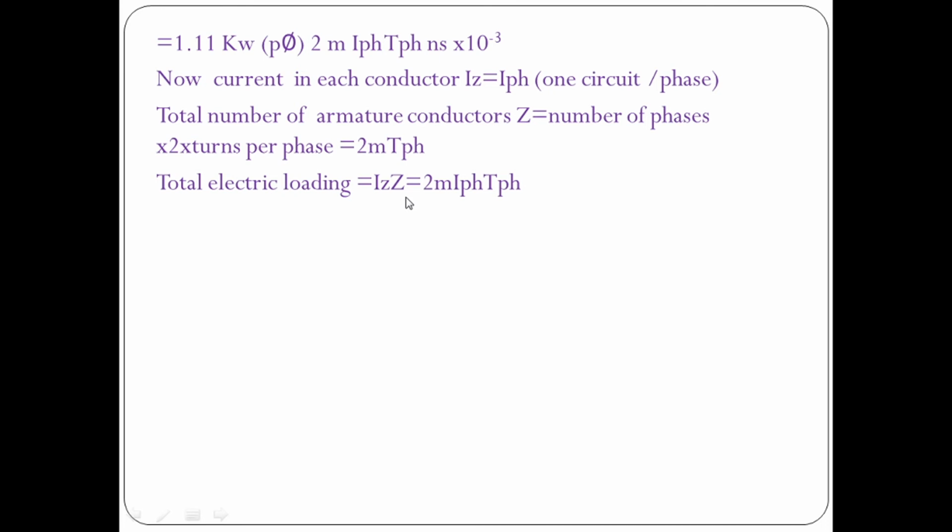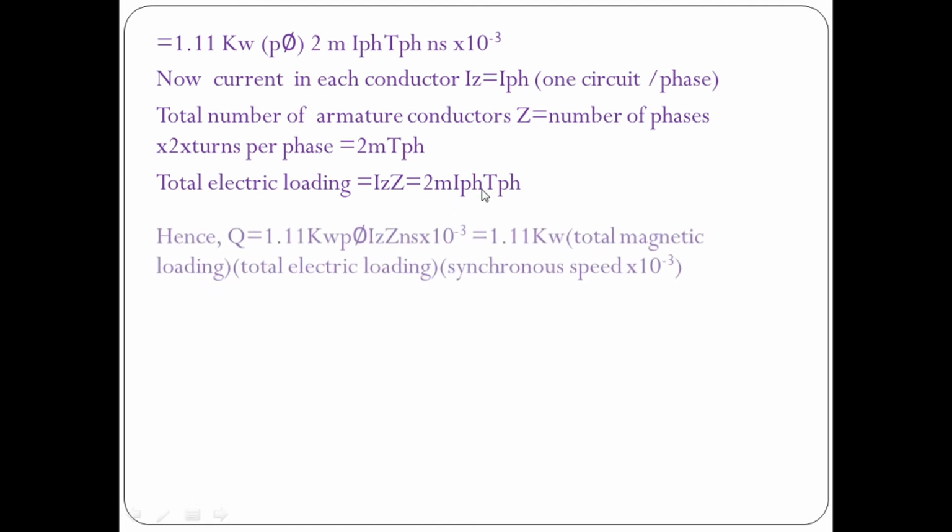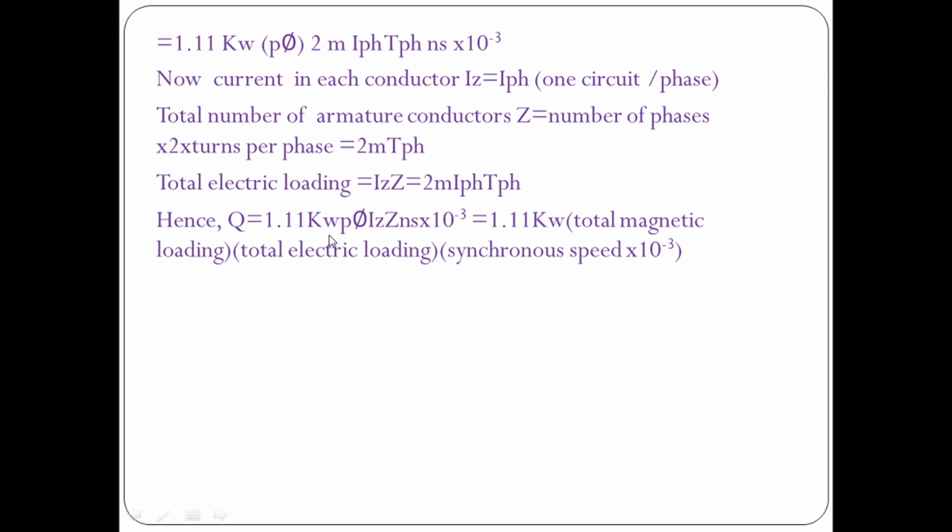In the derivation we have seen that total electrical loading Iz into Z is equal to 2M into I phase into T phase, correct? So that is, Iz is equal to I phase, so 2M into I phase into T phase is the total electrical loading. Hence Q becomes 1.11 kW P phi into Iz into Z, that is 2M I phase T phase. We can replace that with Iz into Z and ns into 10 to the power minus 3.